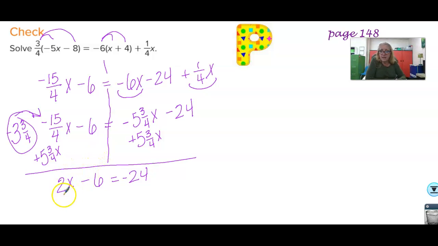And then we're just going to get this 2x by itself. We do that by adding 6 to both sides. Now we have 2x equals 18. We divide both sides by 2, and we get x is 9.